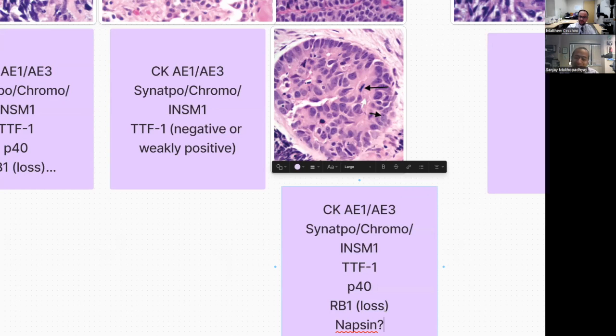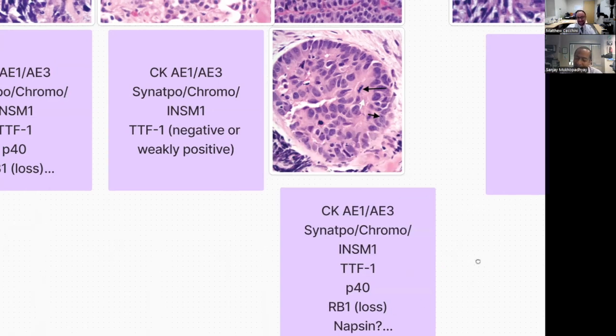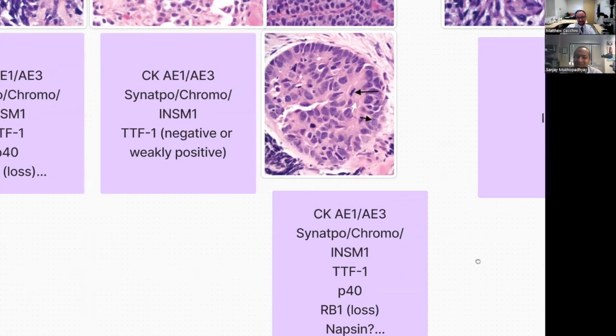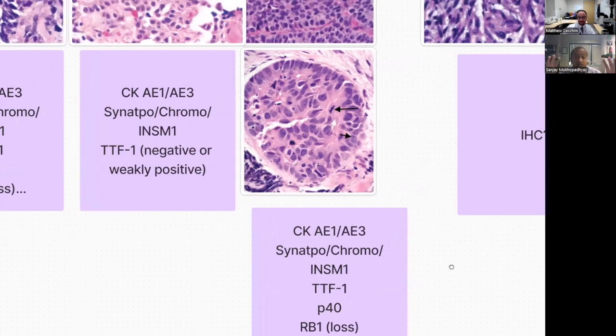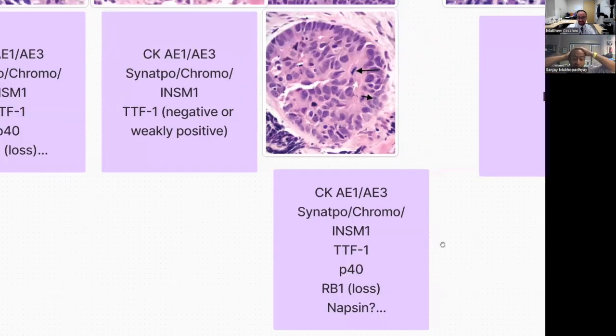I used to, whenever napsin was positive, I would just call it adenocarcinoma. But now there's this publication from Memorial Sloan Kettering where they call things large cell neuroendocrine carcinoma, even if napsin is positive and KRAS positive, which really makes things very difficult for everybody. But I acknowledge that you can have a lot of neuroendocrine staining in something that is adenocarcinoma.